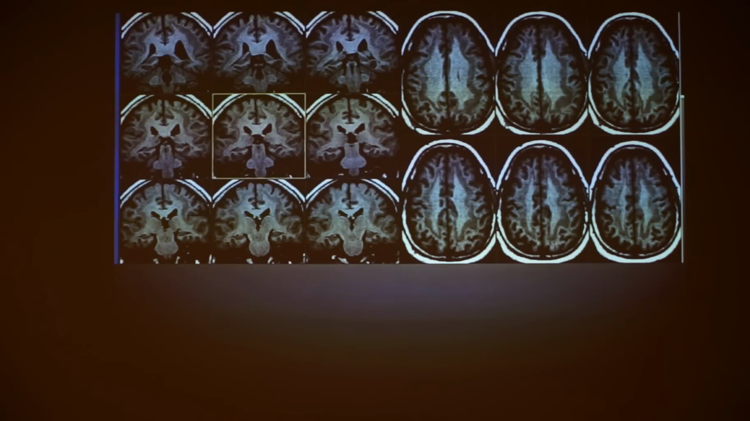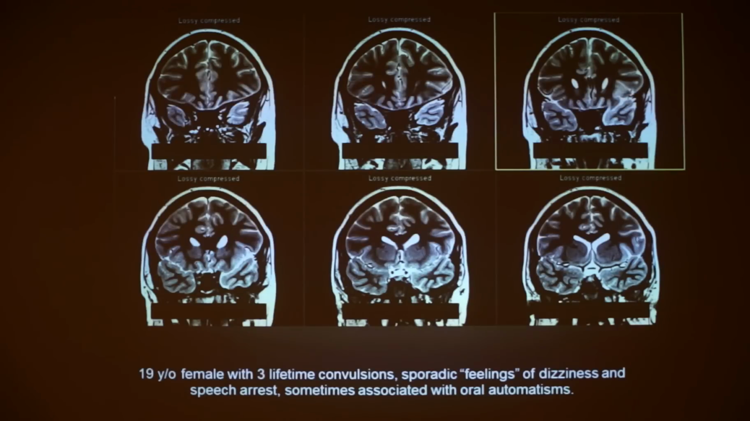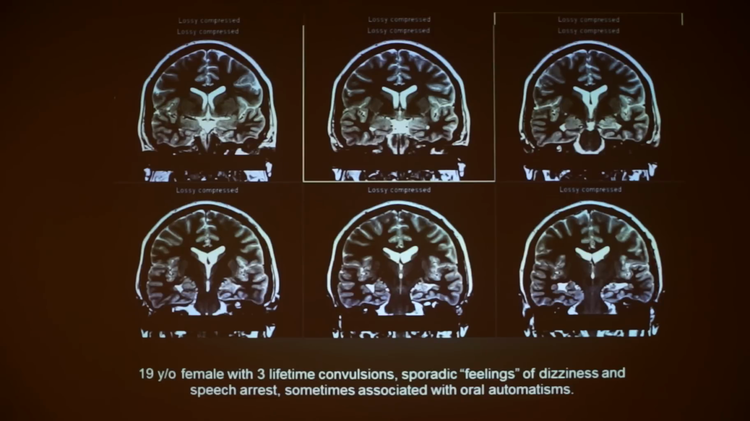This is a band, also called a band heterotopia. So this is a band of cortex that never migrated out to the external surface. Highly epileptogenic, very difficult to figure out where seizures are coming from, if that network is even focal within the band heterotopia.